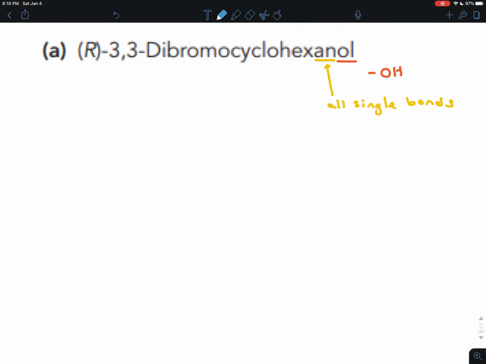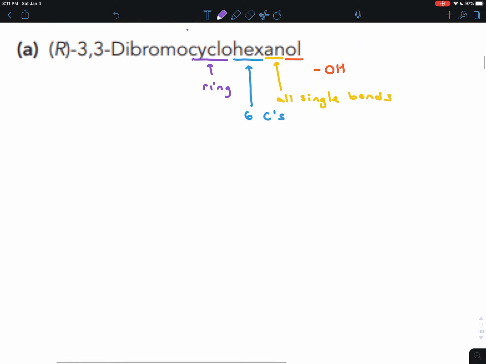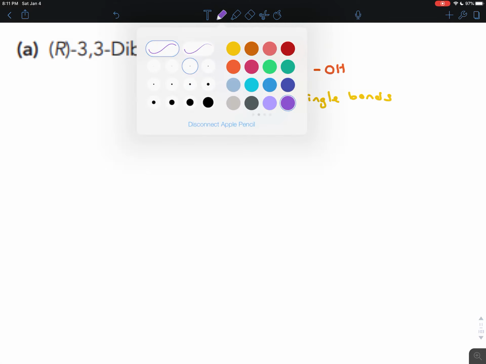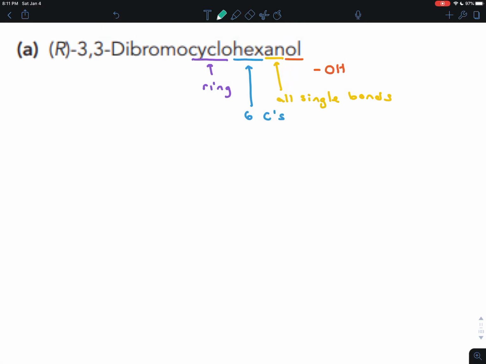The prefix in front of that, hex, tells us the number of carbons. So this is 6 carbons in the backbone. And in front of that, we see the prefix cyclo. That means that these are going to be in a ring. Now this whole thing all together is the backbone name.